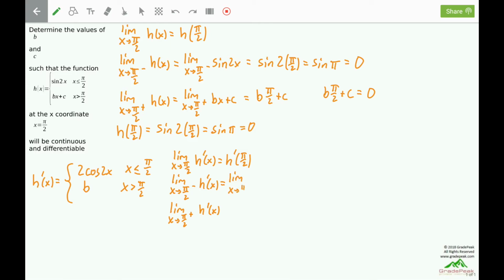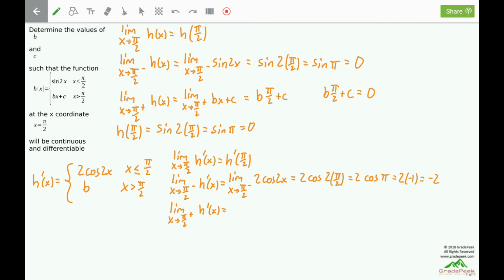The left side of pi over 2 means less than pi over 2, and therefore we will use this expression for h prime of x, 2 cosine of 2x. Plugging pi over 2 in for the x's, that will give us 2 times the cosine of 2 times pi over 2. So we have 2 cosine of 2 times pi over 2, which is 2 pi over 2, or just pi. And the cosine of pi is a -1. Times that 2 gives us a -2.